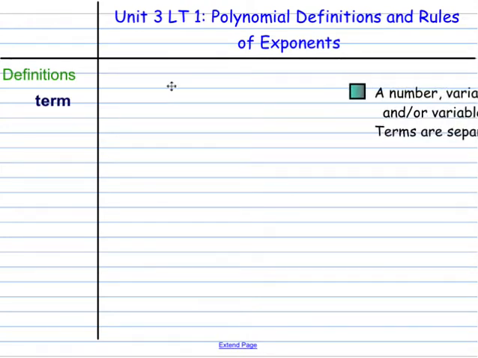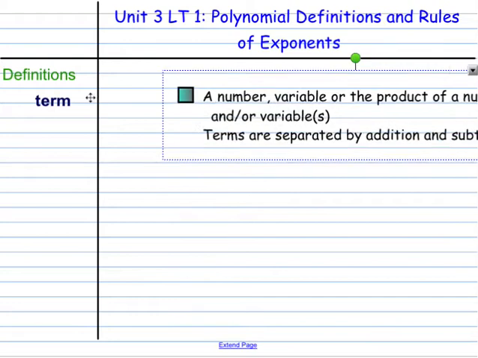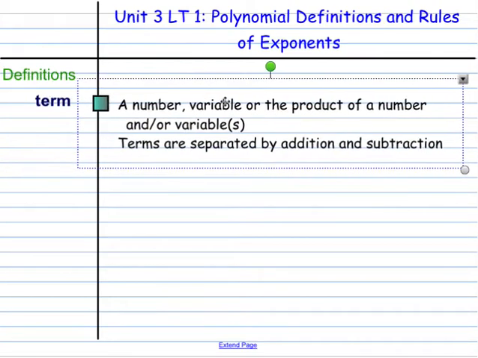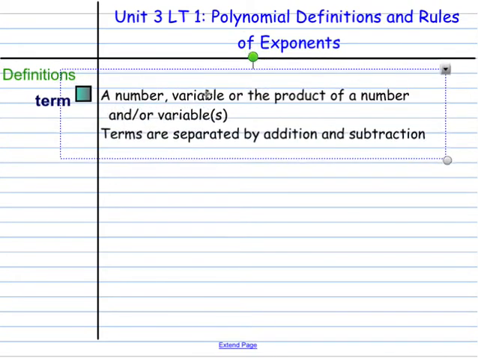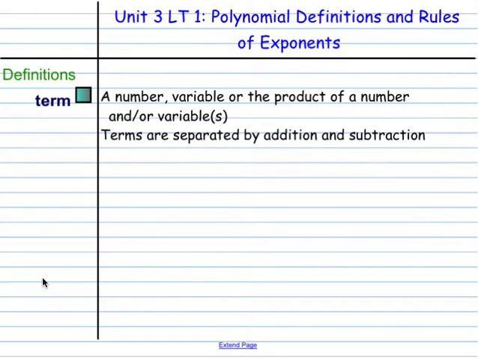So the first one we're going to talk about is a term. A term is a number, variable, or a product of number and/or variables. Okay, so it could be just a number. It could be just a variable, which is the same as a letter, or it could be a product of the two of them. Terms are always separated by plus or minus signs.